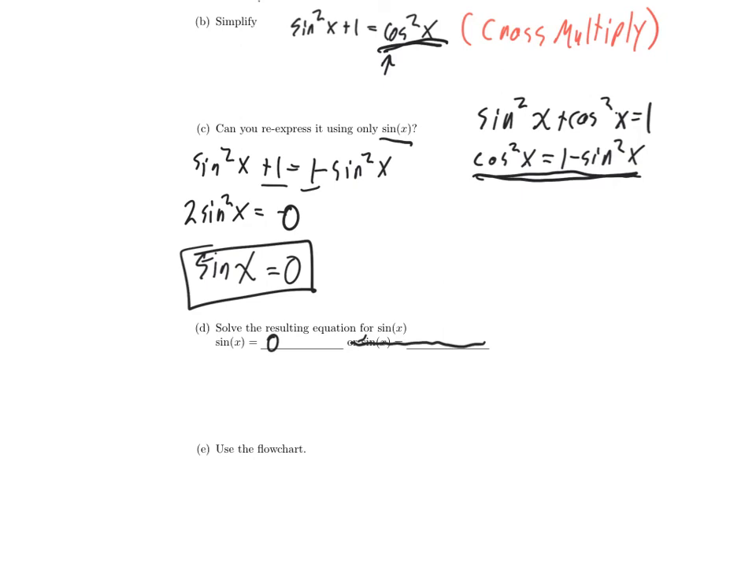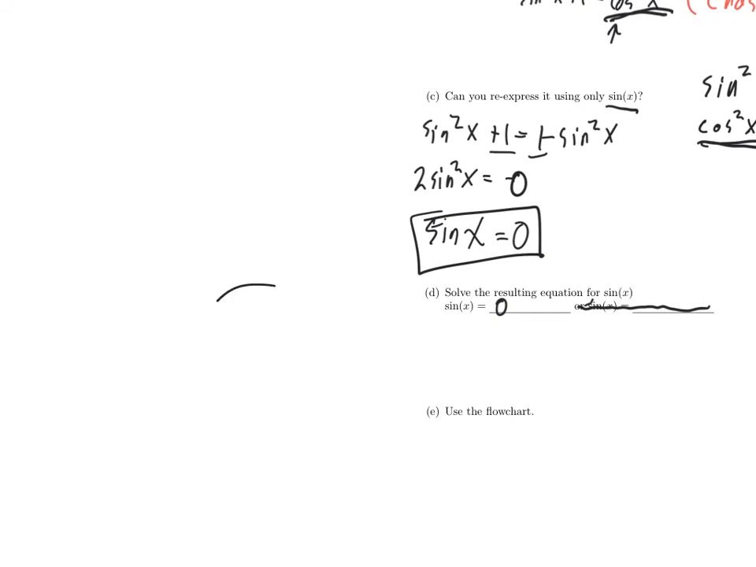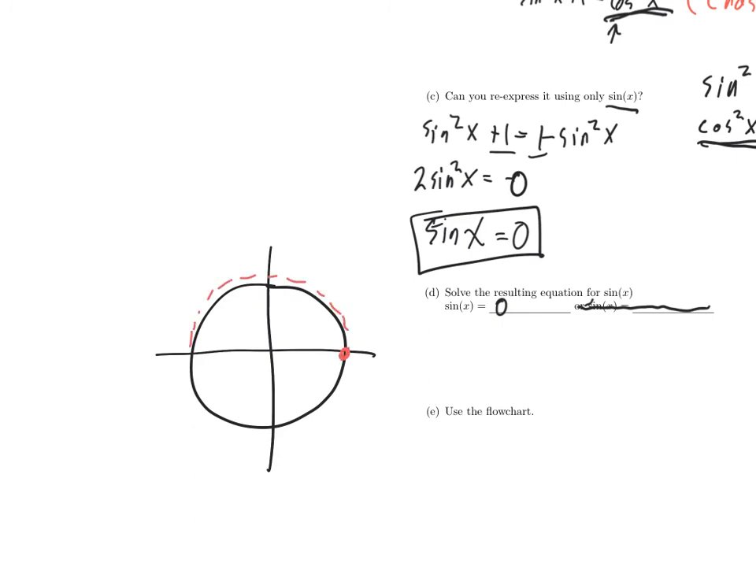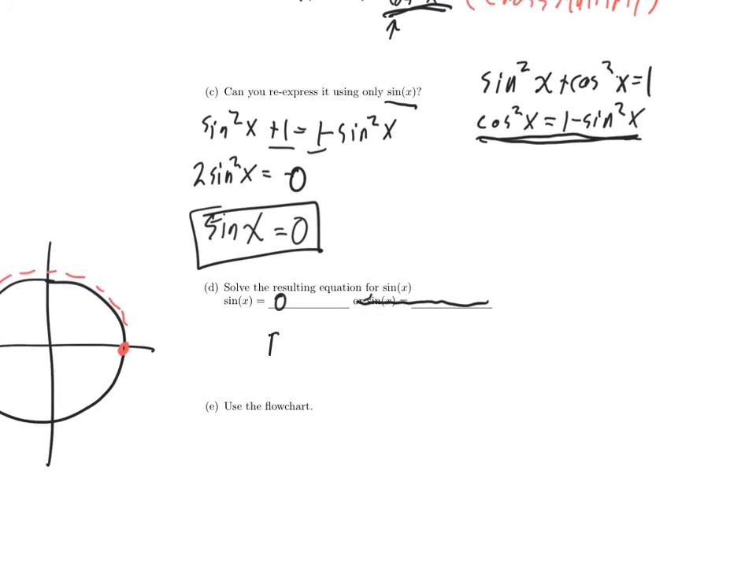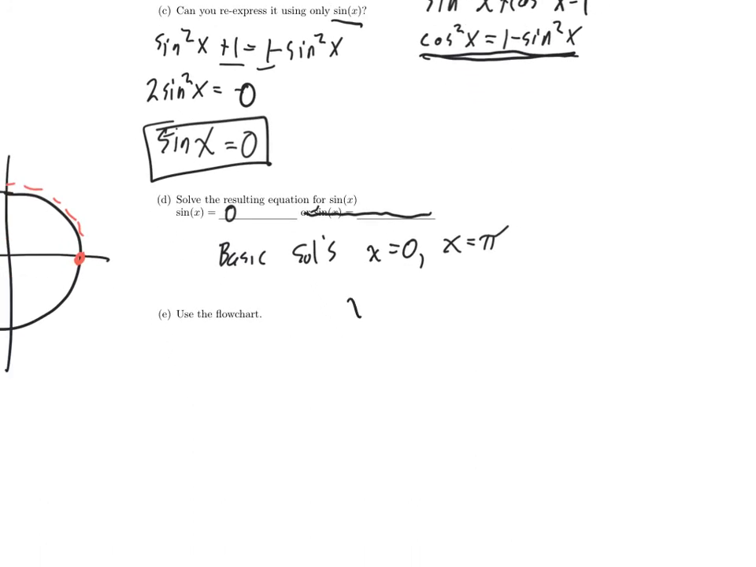And does that look easy to solve? We'll follow the same strategy. Is 0 an output that you see on the unit circle? Yeah, sine of 0 is 0, and sine of pi is equal to 0. So those are my two basic solutions. And now I'll add 2 pi k. That'll give me x is equal to 2 pi k, or x is equal to pi plus 2 pi k.